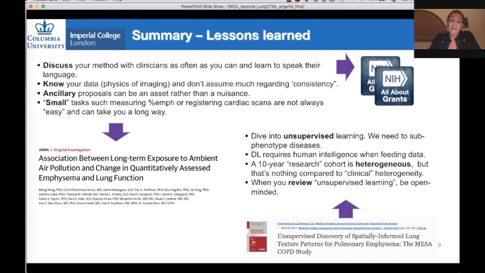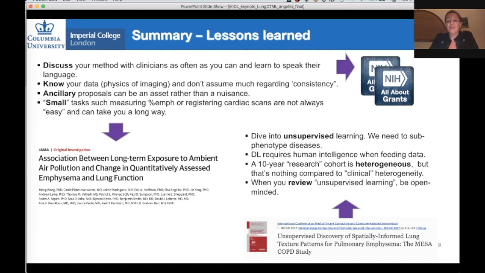Finally, dive into unsupervised learning. I hope I've convinced some of the people in the audience that this is an interesting adventure, even though it's very risky and it can sound frightening, because again, you have no idea of what you're looking for and what you're going to discover. But clinicians do, I think, rely on us to make really great progress and impact in subphenotyping disease, and that's basically the only way we can do that.